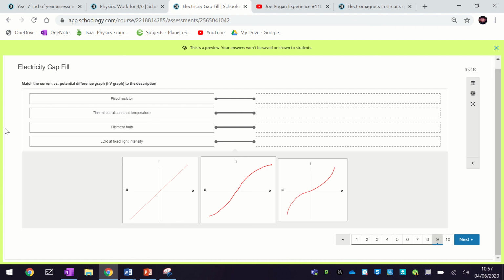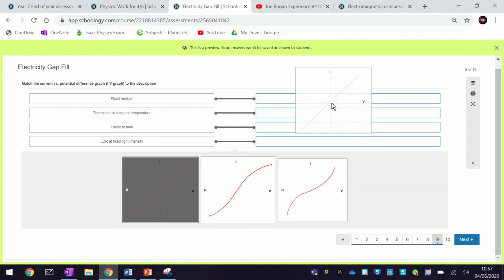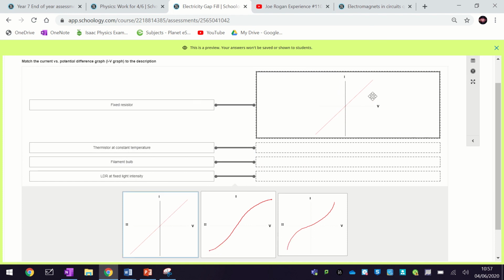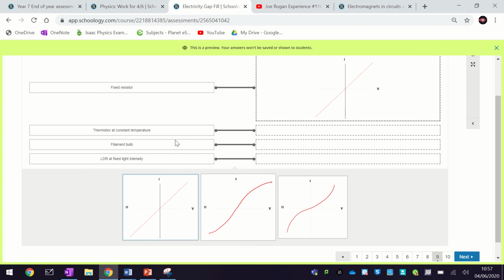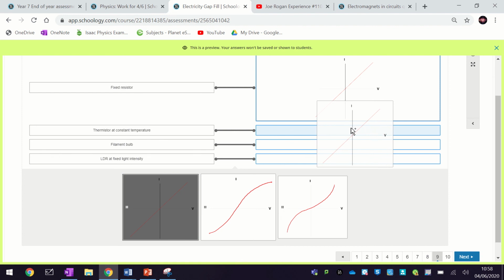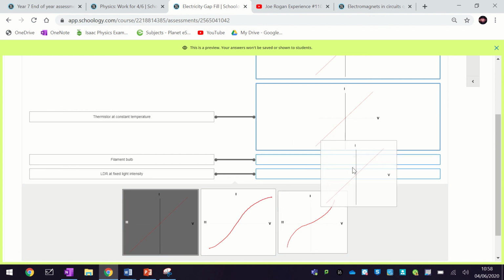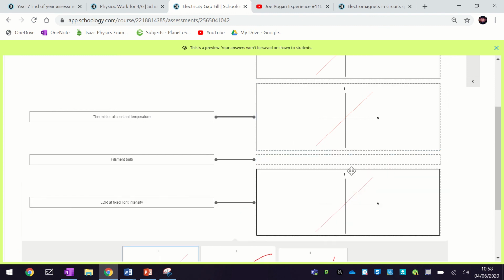Okay, so we've had a few issues with this one. Match the current versus potential difference graph to its description. So the fixed resistor looks like this, sometimes known as an ohmic resistor. This graph shows the resistance is the same everywhere because V divided by I is the same everywhere on this graph. And that means we can actually do two more, because a thermistor, if you keep the temperature the same, its resistance stays the same, so it acts like a fixed resistor. And an LDR, if you keep the light intensity on it the same, its resistance stays the same, so again, it acts like a fixed resistor.